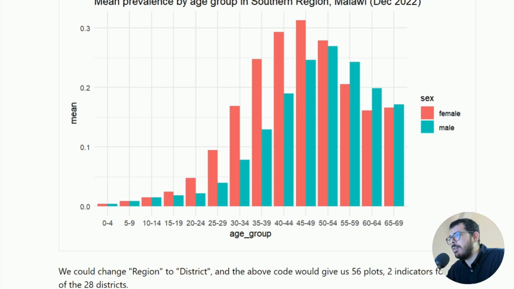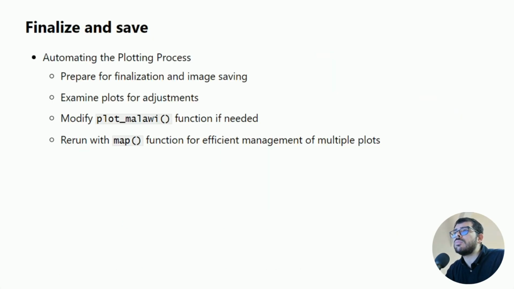And if you have two indicators, like in this case, and we have 28 districts, so 28 times 2, we will find ourselves with around 56 plots. So thus far, we were able to create these functions, nest them within a map, and then nest them within a loop, and automate the entire process, and be able to see all the indicators for all regional levels.